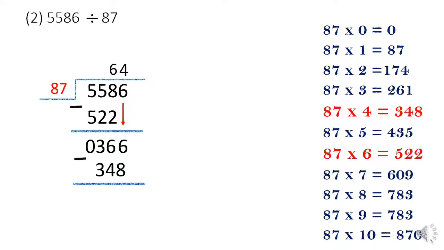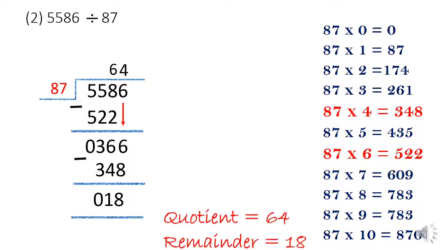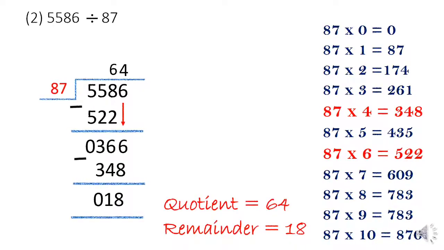Now 6 minus 8 we cannot subtract, so we will borrow one number. So here it comes to 16 minus 8 is 8, and 5 minus 4 is 1, 3 minus 3 is 0. Now here, as there is no digit to bring down, we have finished our division. Thus we get the quotient as 64 and remainder as 18.